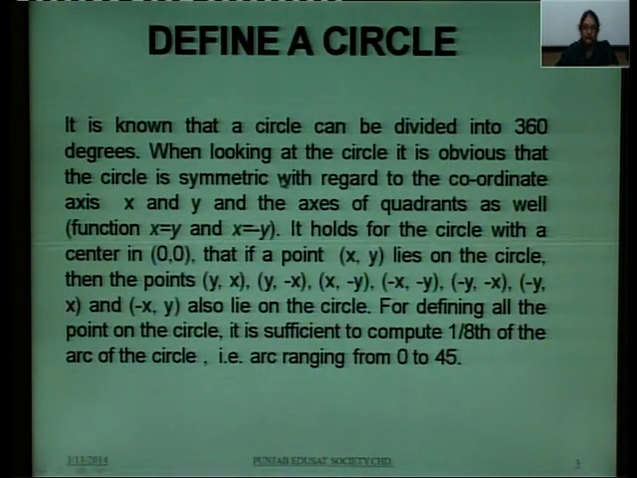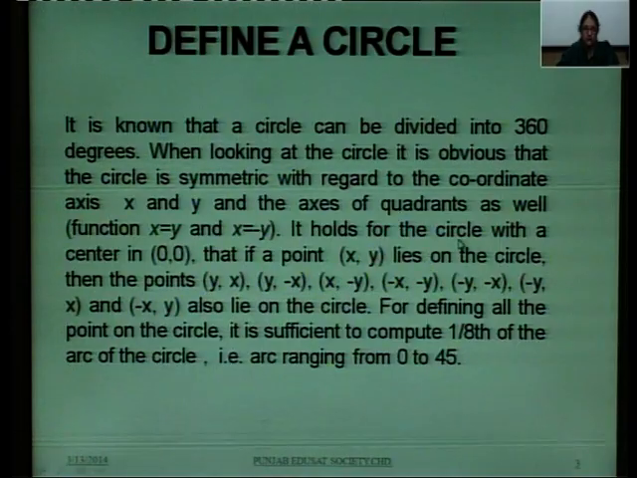First of all, defining a circle. A circle can be divided into 360 degrees. Everybody knows that when looking at the circle, it is obvious that the circle is symmetric with regard to the coordinate axes, like x axis and y axis, and the axis of quadrants, as well as the function x equal to y and x not equal to y. Means a circle has symmetry according to its x coordinates and y coordinates.